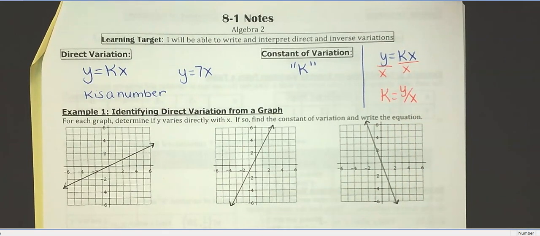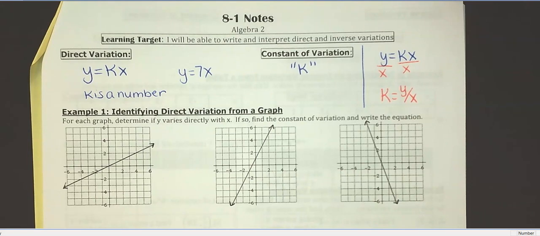And I remember that, I think of it, I say to myself, if it's a direct, I have to divide. I remember it that way. But if you have a table, you can just take any y coordinate divided by the x coordinate to get the constant of variation. If you have a set of coordinates, you can take the y coordinate divided by the x coordinate to get the constant of variation to help you write your equation.